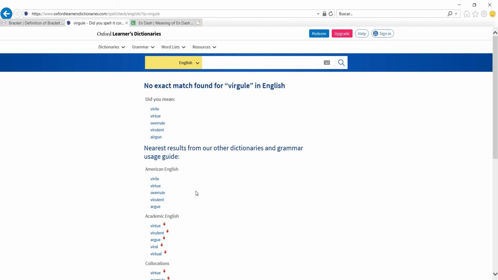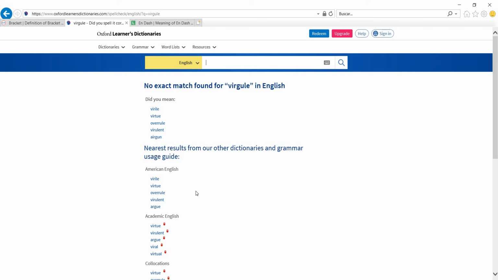Solidus was not here, sorry. I thought it would be here. So virgule is not here either. I'm pretty sure it used to be here. Well, anyway, how do we use the solidus, right? How do we use this slash or stroke or whatever you want to call it? The most popular name is slash, right?